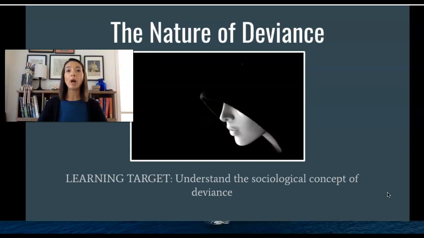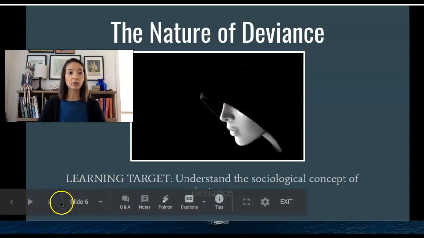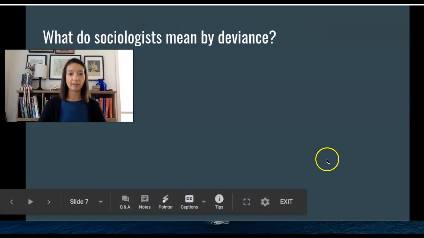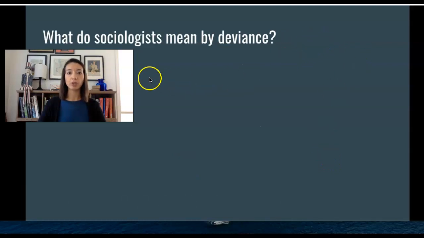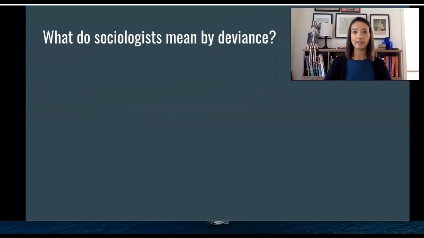Now, in part 1, we ended with examples of positive deviance by looking at the definition of beauty in America. So now we're going to go on to the next part of our lesson. And still, this is our guiding question. What do sociologists mean by deviance?